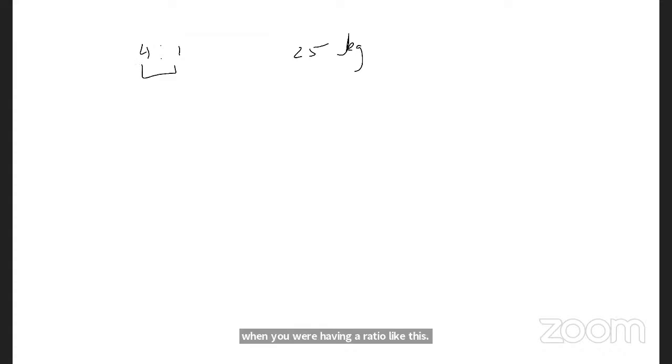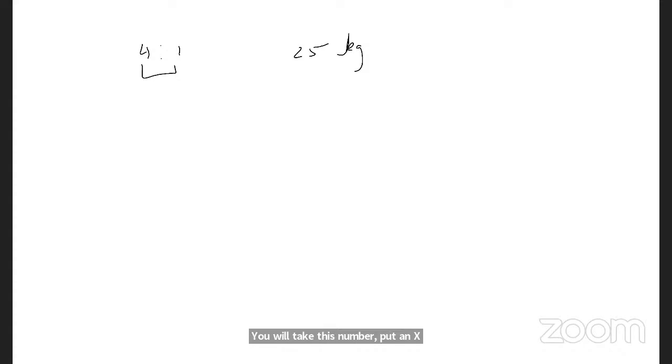Now the ratio of sand. What are the two things? Cement and sand. 4:1 is given to me. And the total is given to me, 25 kgs quantity. Now, like I said, when you are having a ratio like this, you will take this number, put an x, and that's how you form an equation.